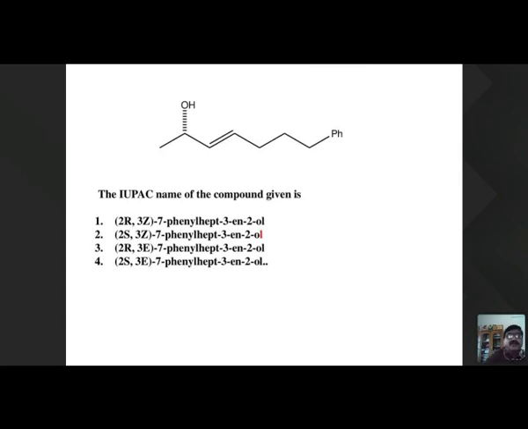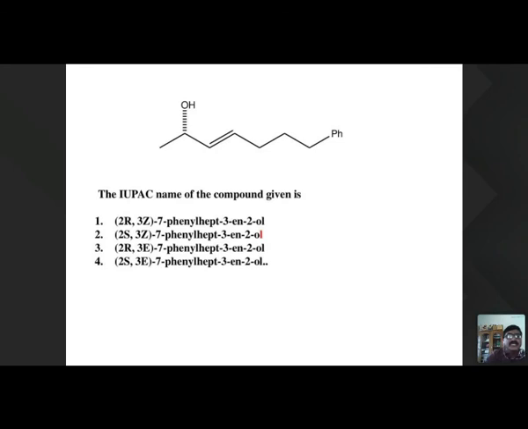See, it's very easy. For E and Z, you have to assign the priority. If the same priority groups are on the same side, then it is Z, like cis. On the opposite side, you call it E. See here, you have a hydrogen and here you have a hydrogen. So this is priority one, this is priority one, and they are on the opposite side. That means it is E. So you can very well eliminate answers 1 and 2.